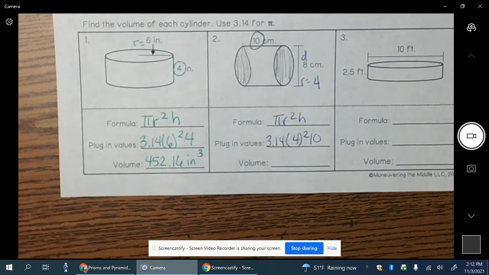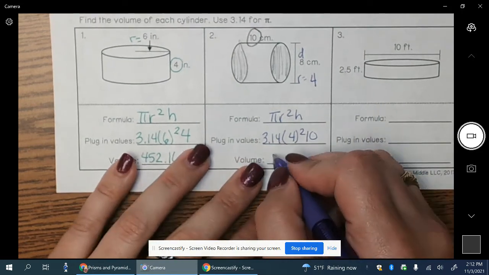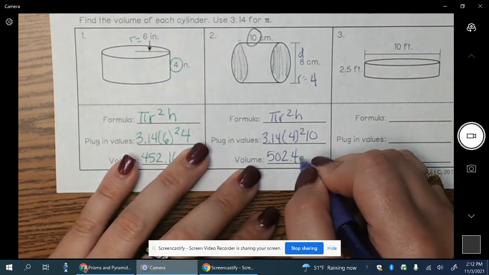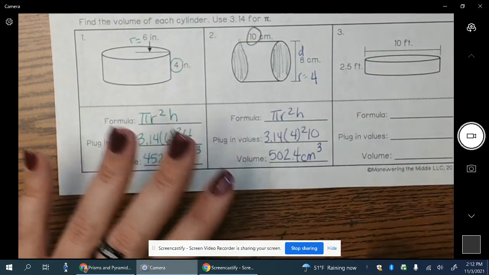So be prepared. It could be laying on its side like the triangles, or it could be up and down. Make sure you know it's the circle that has the diameter. That was a good question. What'd y'all get? 502.4 centimeters cubed. Okay, do the last one by yourself.